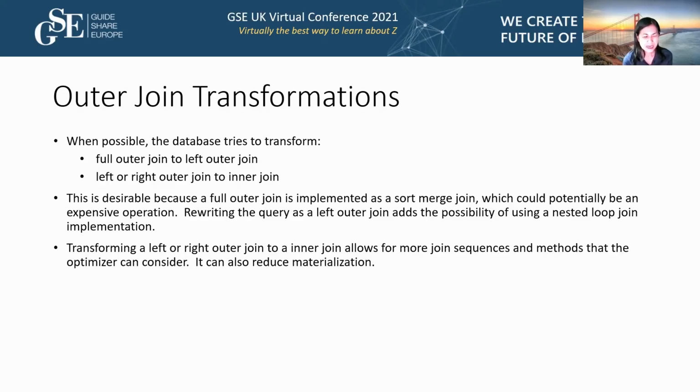Changing a left or right outer join to an inner join allows more join sequences and more join methods that the optimizer can consider. This can also reduce materialization.